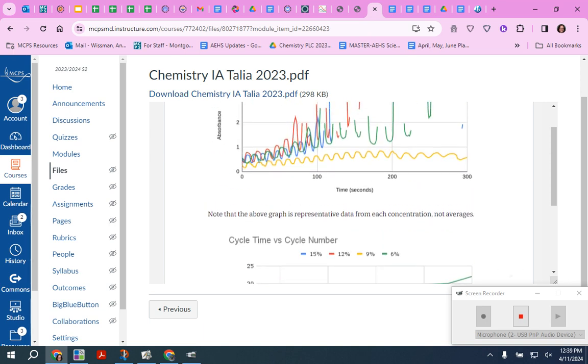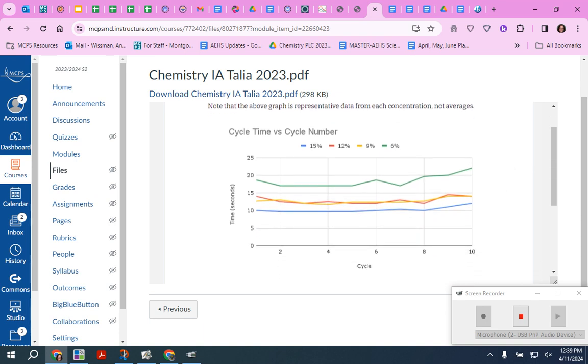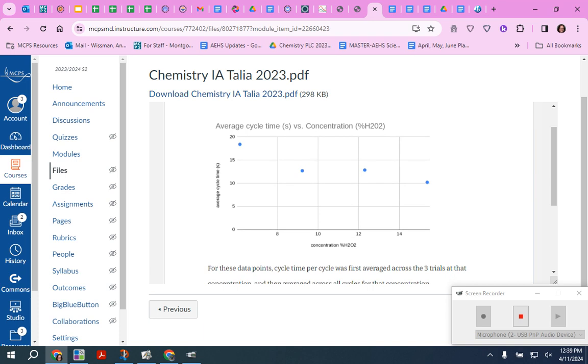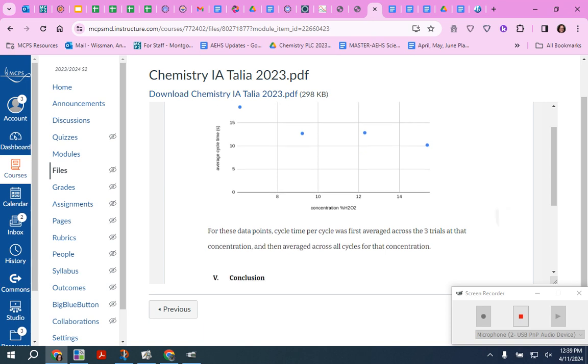She looked at whether or not the oscillations got longer or shorter over the course of the reaction, and if there was any difference in that between her different concentrations. She didn't really see much of a difference, but she analyzed that and reported it. This is the main graph: concentration versus the time of the oscillation cycle. So she's got 4 data points. It's okay. That's fine. I would have added a best fit line here, but it's fine the way that she plotted it.